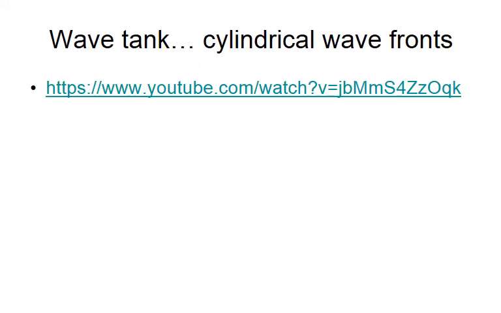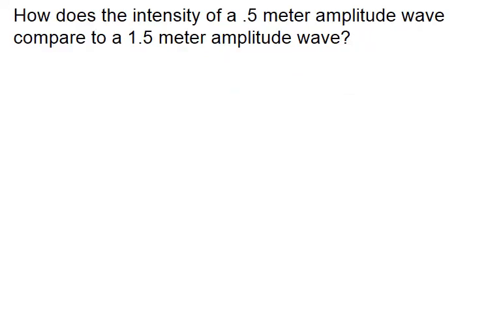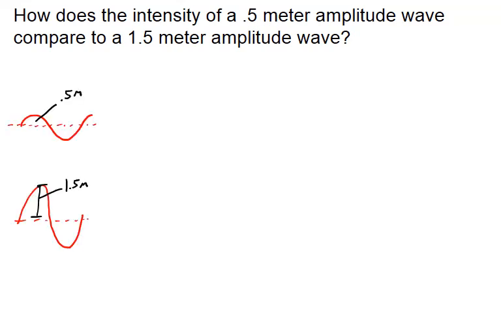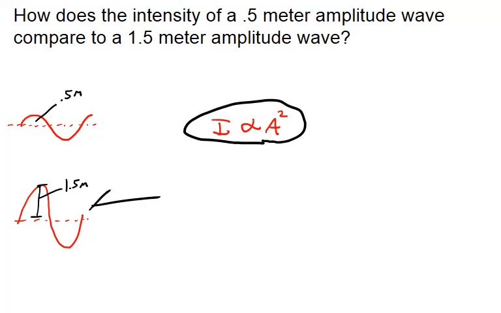Here's some cylindrical wave fronts, in this clip here, if you want to take a look at that. Let's go ahead in this one and compare the amplitude of a 0.5 meter amplitude wave compared to a 1.5 meter amplitude wave. So we'll compare the two. We know that the intensity of the wave is directly proportional to the amplitude squared. And that's what we're going to focus on here. So, how much more intensity does this wave have than this wave?